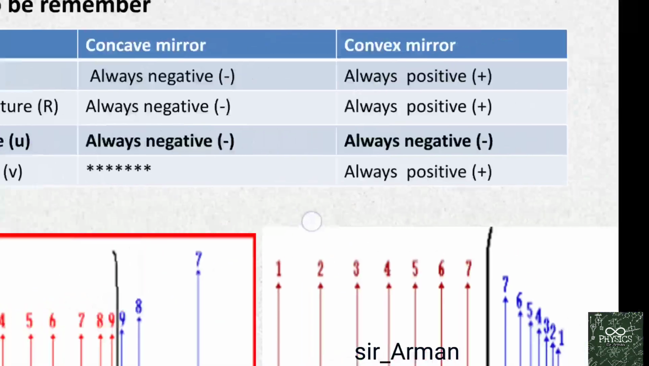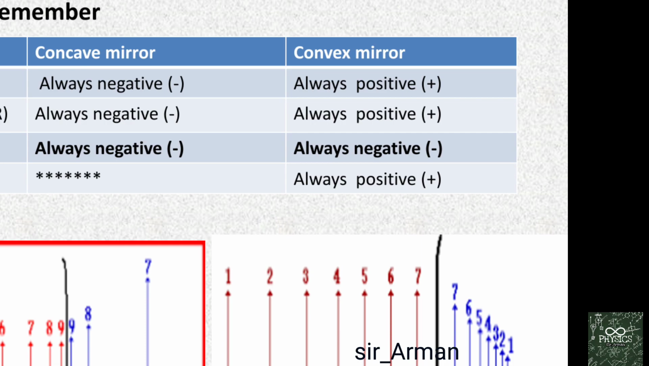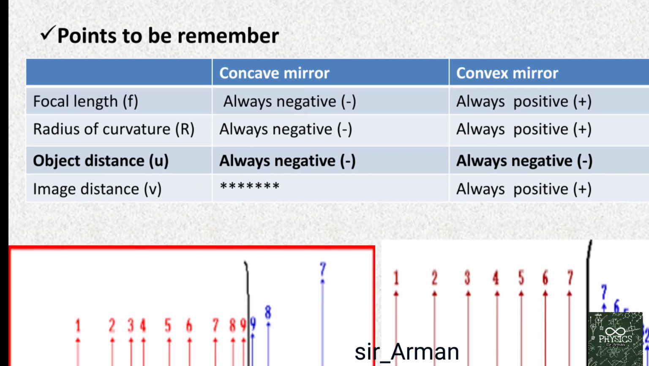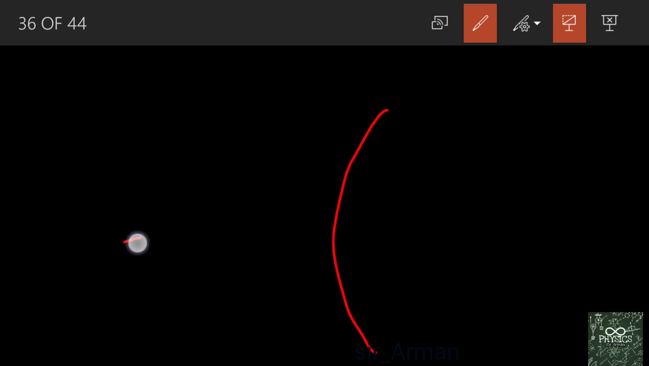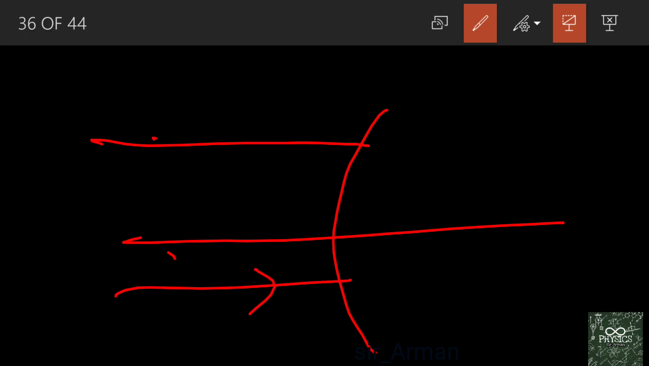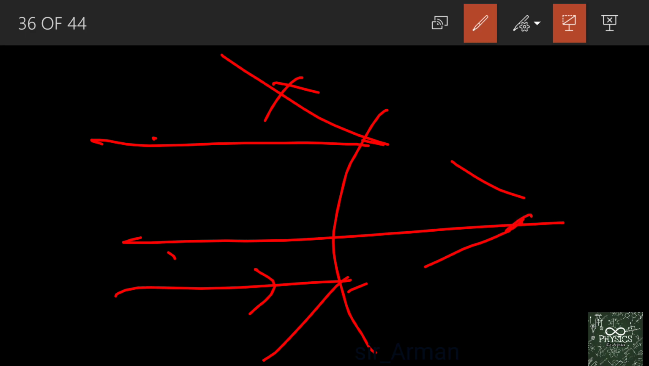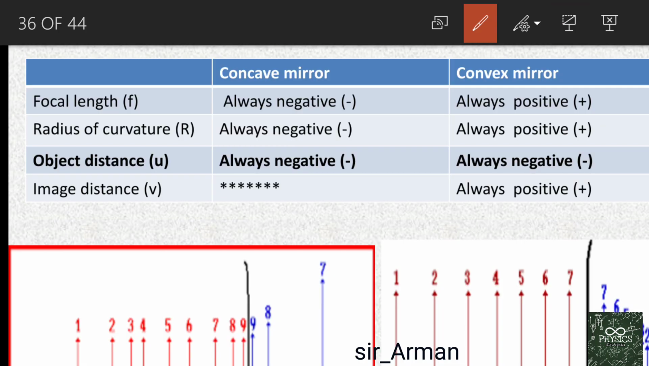Now here in case of a convex mirror, the focal length is positive. Why is it positive? Because the convex mirror looks like this. It looks like this, right? So if the rays are coming parallel, all these rays get diverged, and when these rays are traced back, we obtain a focus here. So if I consider this as the origin, then my focus is towards the right of the origin, and towards the right we have to consider it as positive.